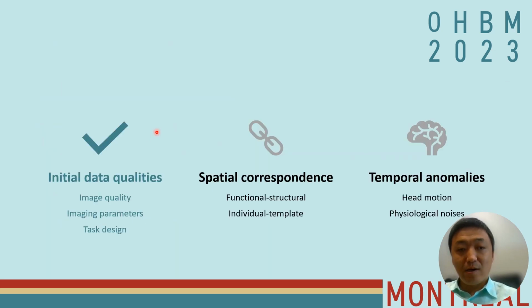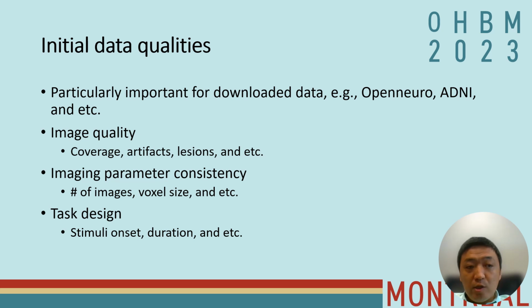Quality control can be categorized into three categories. The first is before any of the preprocessing steps, we need to check the quality of the data. It includes the quality of the image, but also the image parameters and task designs. Performing initial data quality control is usually overlooked, but it becomes more and more important when you analyze data from online sources, for example, OpenNeuro or ADNI. It is really important to check the data quality before you perform any of the data analysis on those datasets.